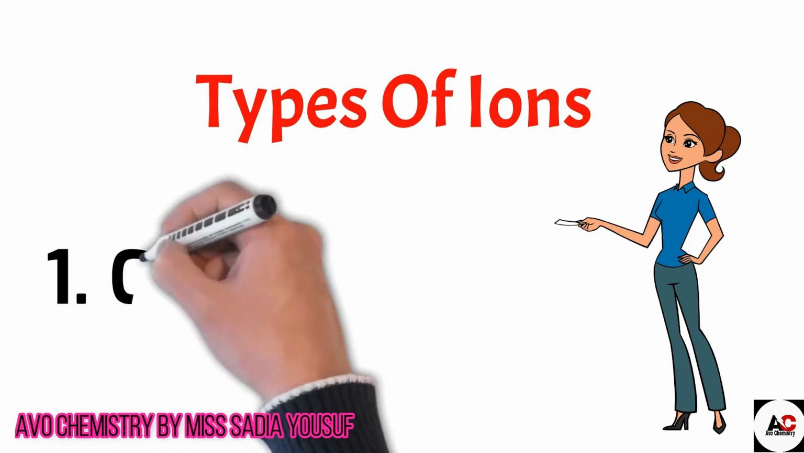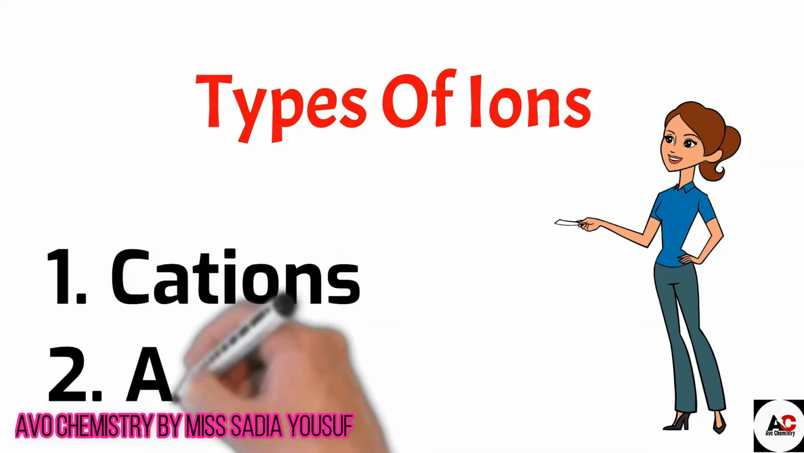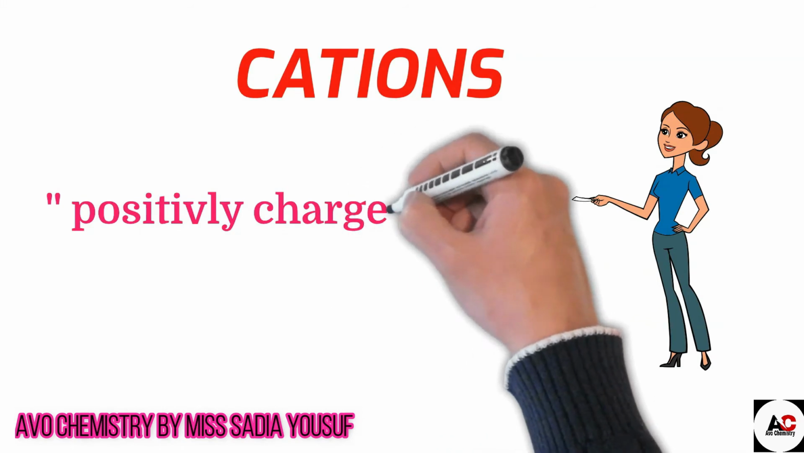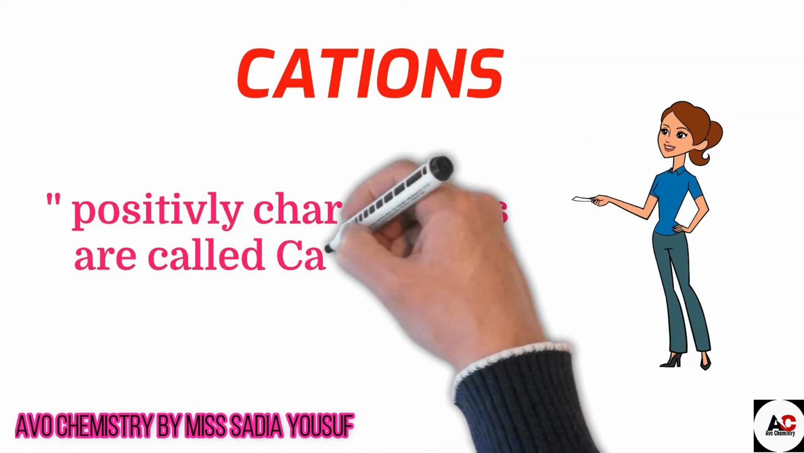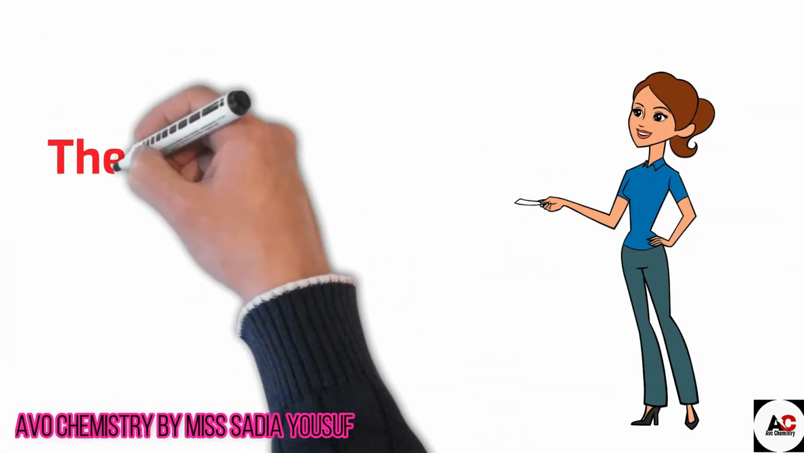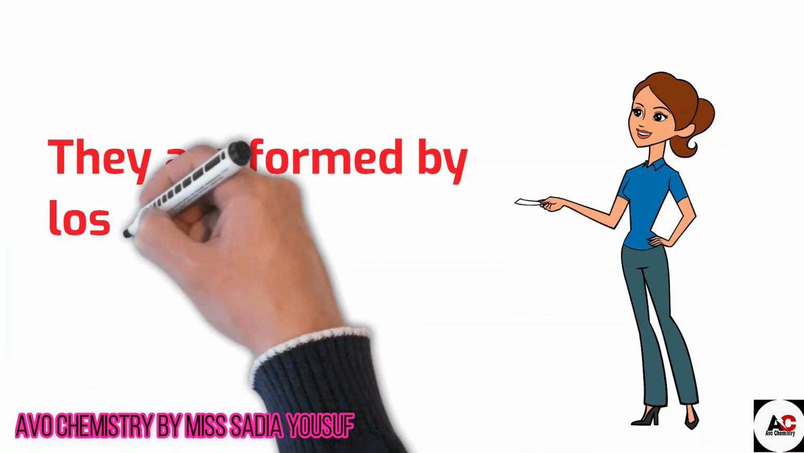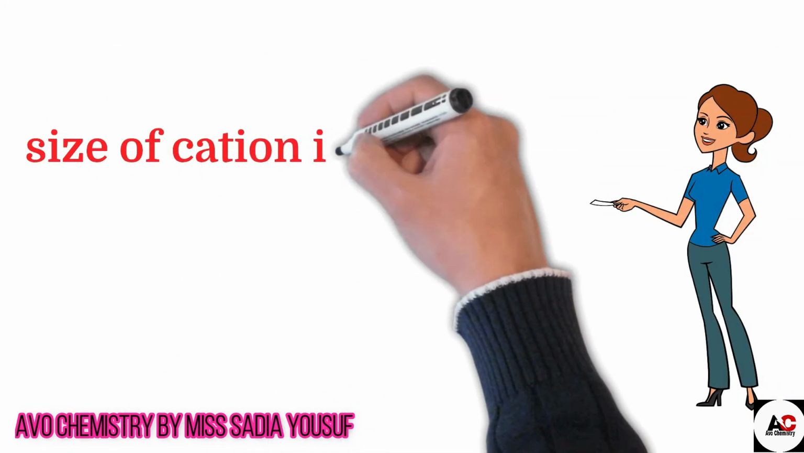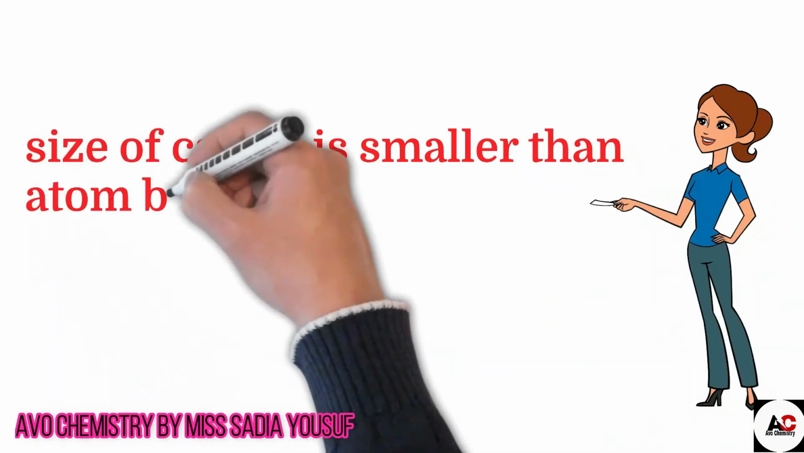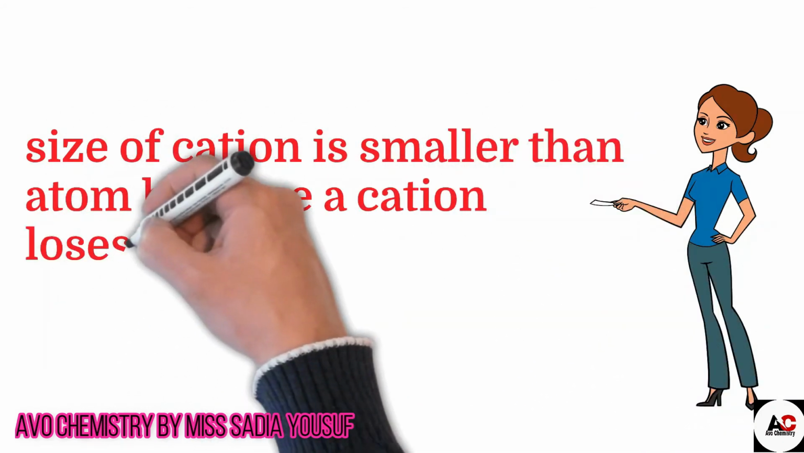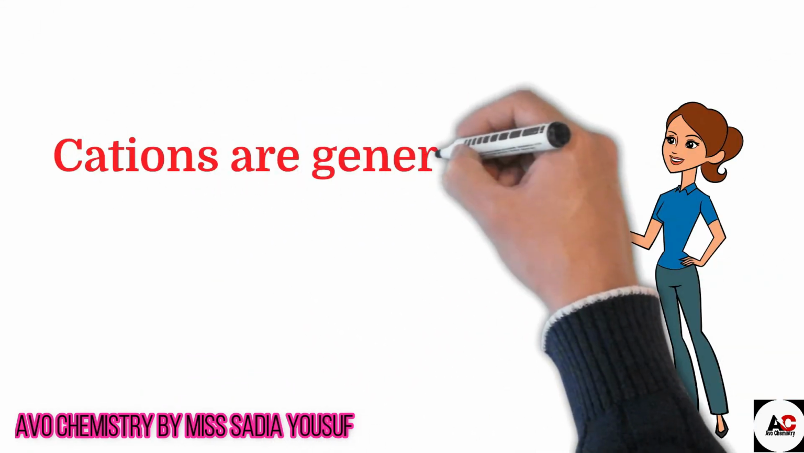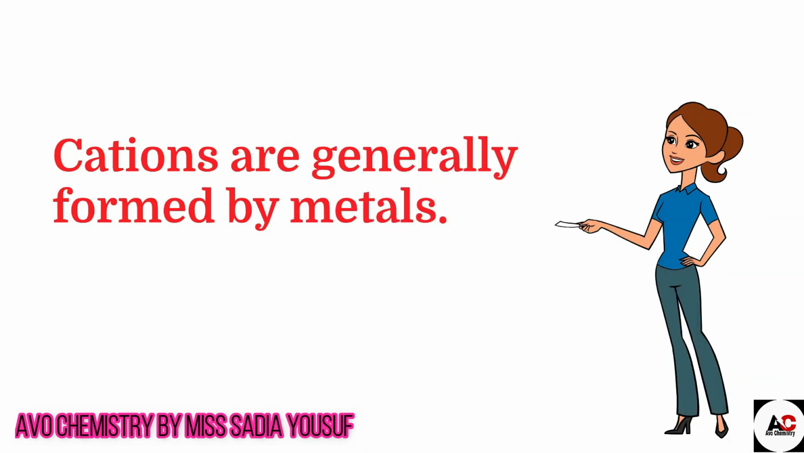Now, types of ions. How many types of ions? There are 2 types of ions, cations and anions. What are the cations? Positively charged ions are called cations. They are formed by loss of an electron. Size of cation is smaller than parent atom because a cation loses a shell. Cations are generally formed by metals.